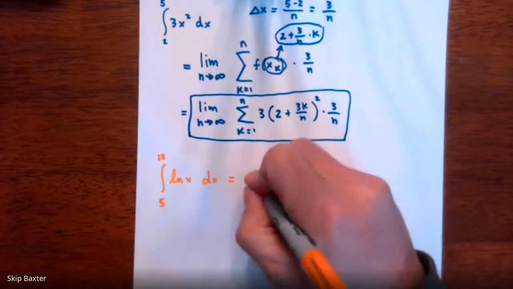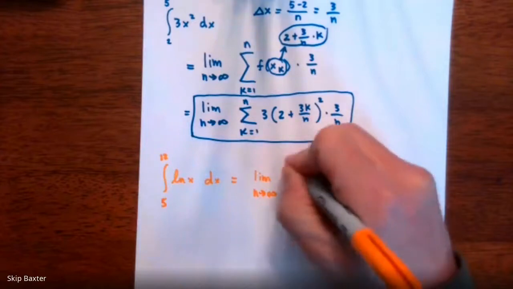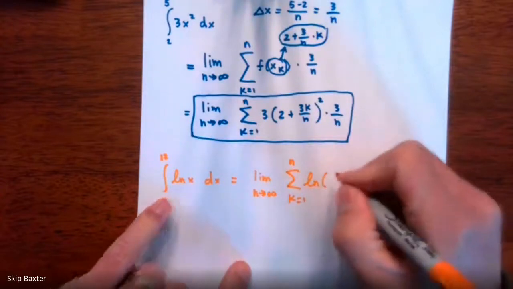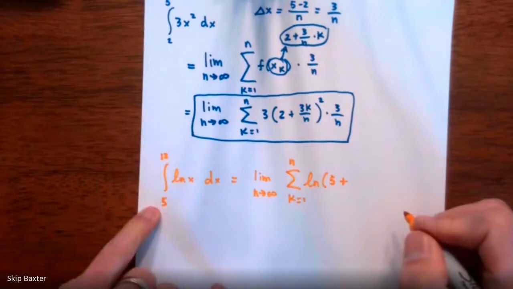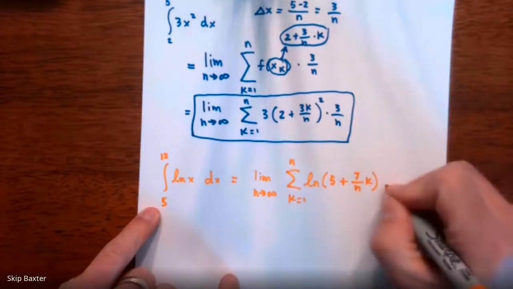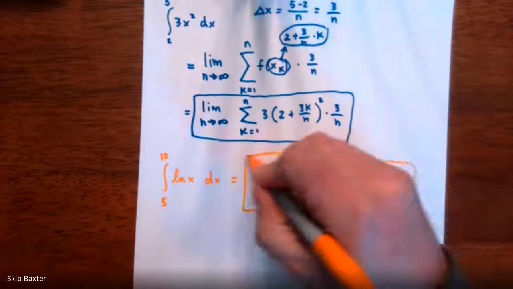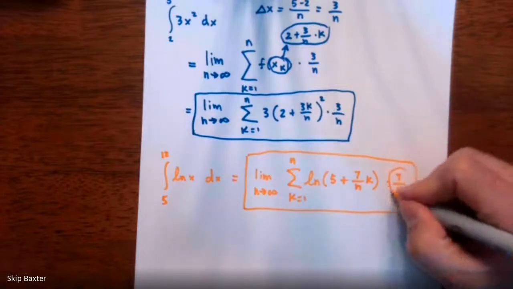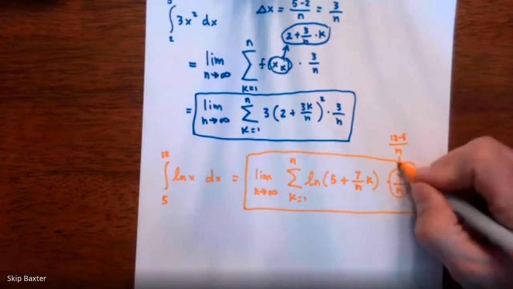This would just be the limit as n goes to infinity of the summation k equals 1 to n of ln of something. Now that something is going to be 5 plus 12 minus 5, 7 over n, k, times 7 over n. Done. The width of the rectangle is 12 minus 5 divided by n, 7 over n. That's where that number comes from.